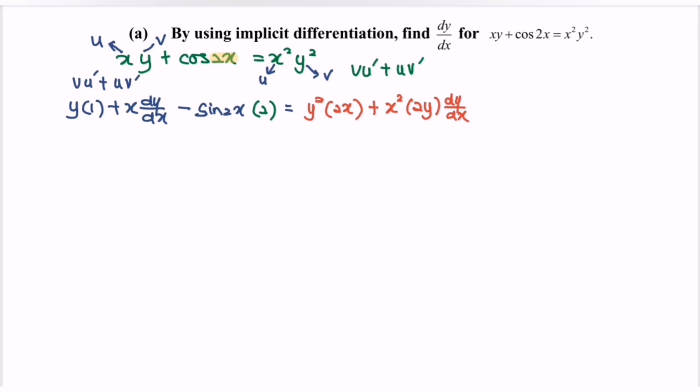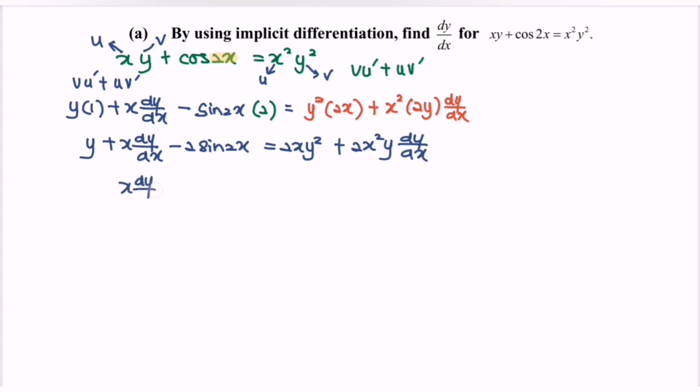So kindly rewrite the situation. y + x dy/dx - 2 sine 2x = 2xy² + 2x² y dy/dx. So rearrange the situation: x dy/dx - 2x² y dy/dx = 2xy² + 2 sine 2x - y.